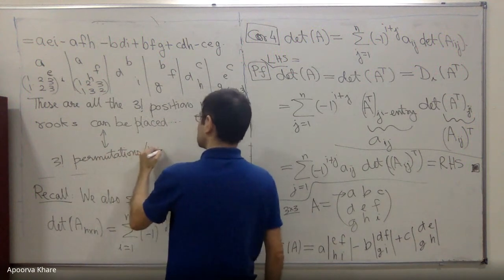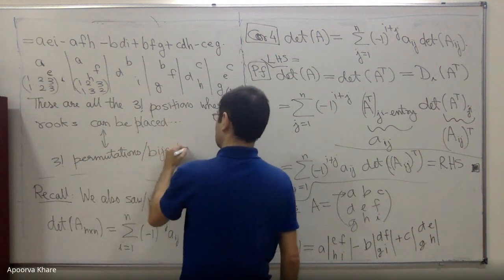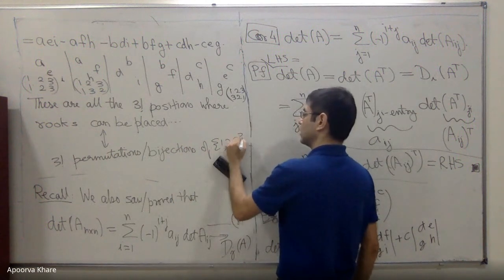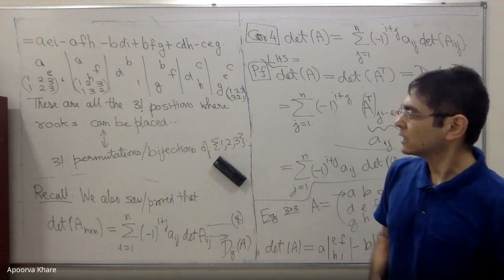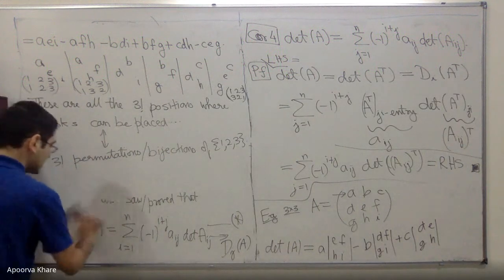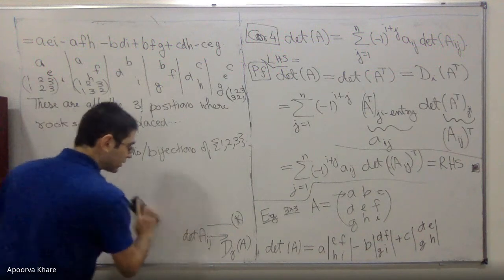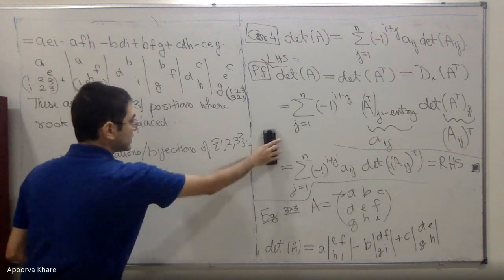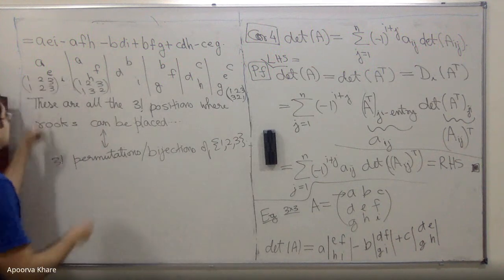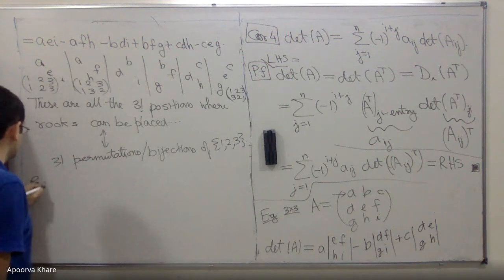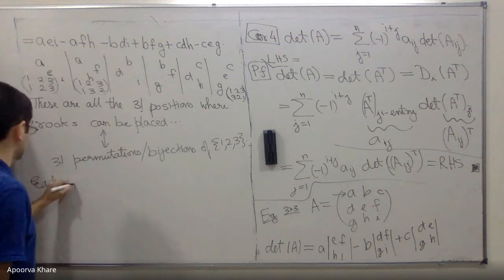Or bijections of the set 1, 2, and 3. So these are all the positions where these things can be placed. And so basically, for every such permutation, you can actually write down a matrix. And the matrix is very, very simple. The matrix is precisely the ones where you place, you take the 0th power of these entries. Each corresponds to a permutation matrix.